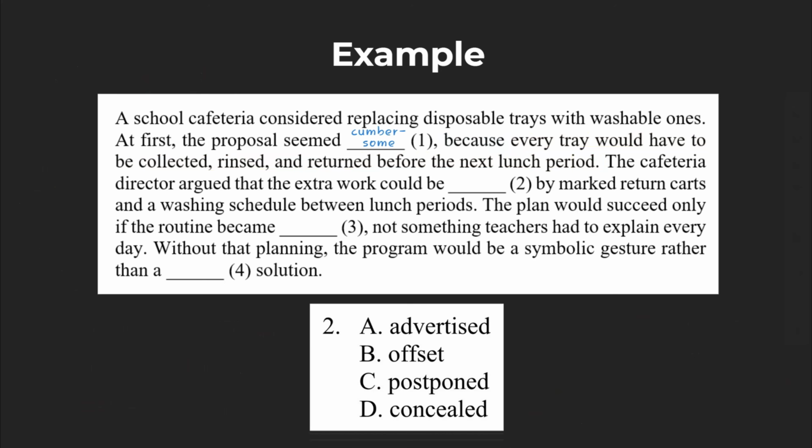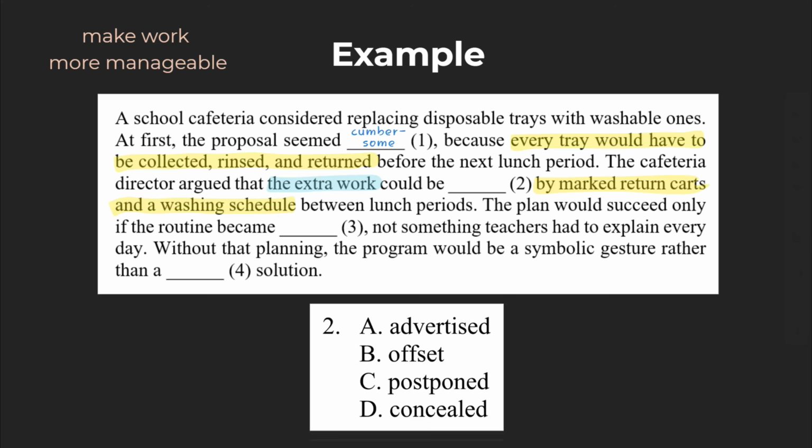The cafeteria director argued that the extra work could be blank by marked return carts and a washing schedule between lunch periods. Here, the key phrase is the extra work. From the previous sentence, we know that the extra work is collecting, rinsing, and returning trays. The words after the blank explain how the cafeteria might handle that, with marked return carts and a washing schedule. These tools don't make the work disappear, but they help make it more manageable.